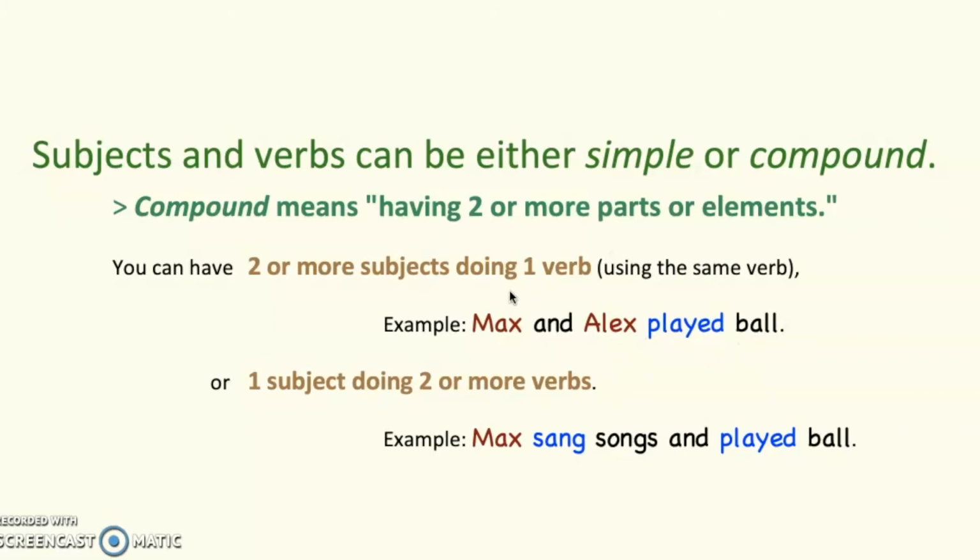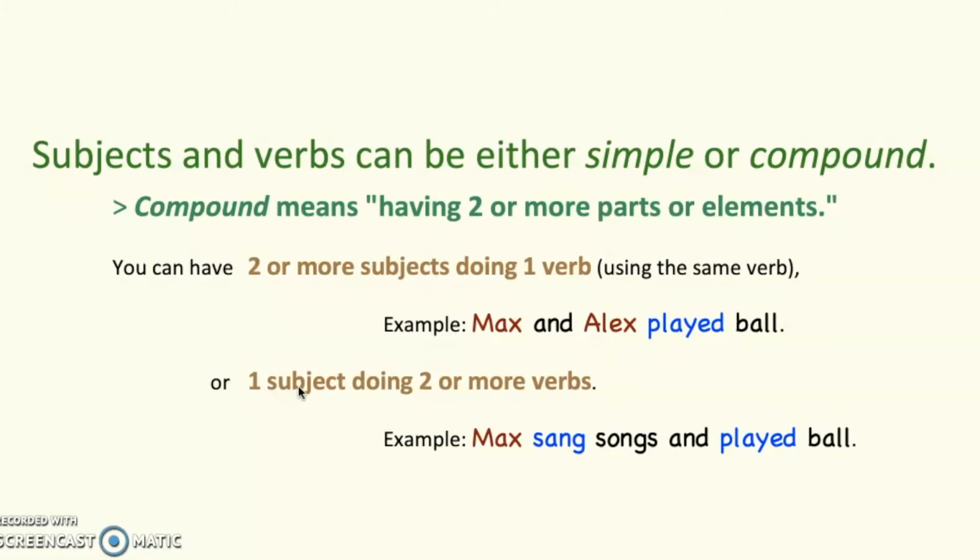So since both Max and Alex are sharing this verb here, if we have our dividing line, we would have to put it right here. We would have to put it between these two subjects because they're both sharing this one verb. They're both doing the verb here. So our dividing line would go here, and that would be one clause. This subject would have two parts, but it would still be only one clause.